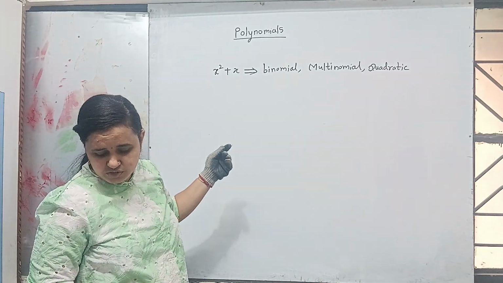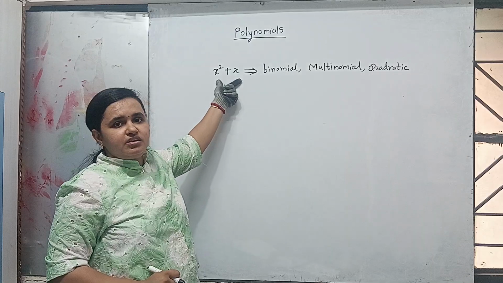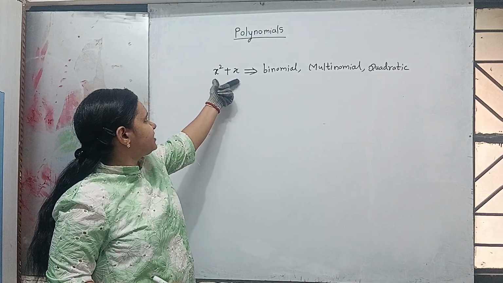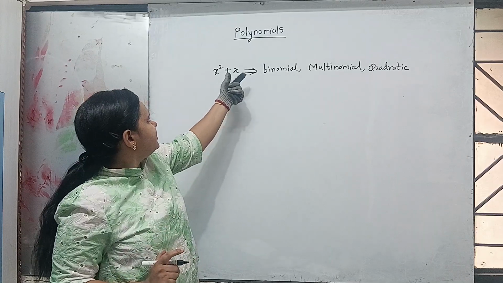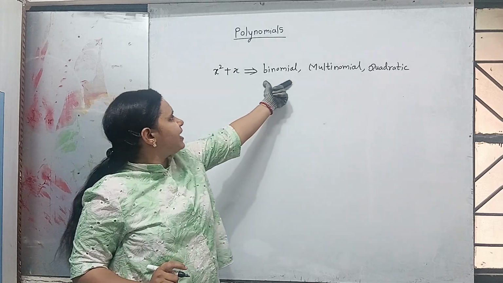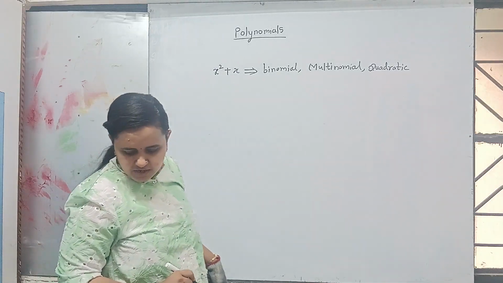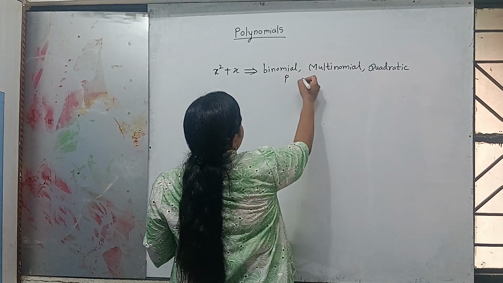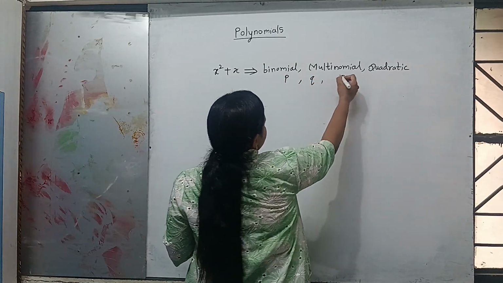And next one is trinomial. Is it a trinomial? No, because it is a binomial. Trinomial means having 3 terms. It has only 2 terms, so it is only a binomial. So options are P, Q and S.